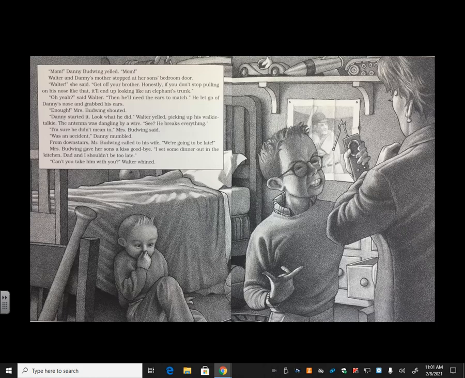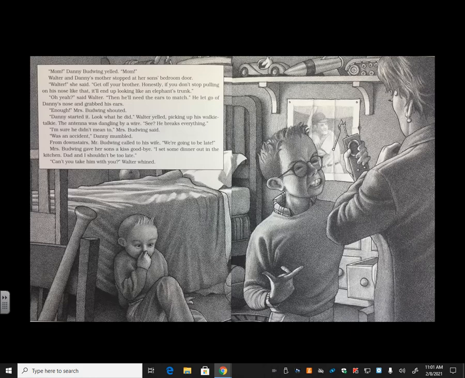"Enough!" Mrs. Budwing shouted. "Danny started it. Look what he did," Walter yelled, picking up his walkie-talkie. The antenna was dangling by a wire. "See? He breaks everything." "I'm sure he didn't mean to," Mrs. Budwing said. "It was an accident," Danny mumbled.